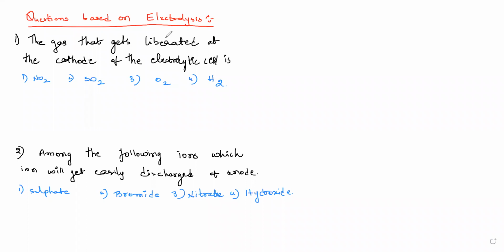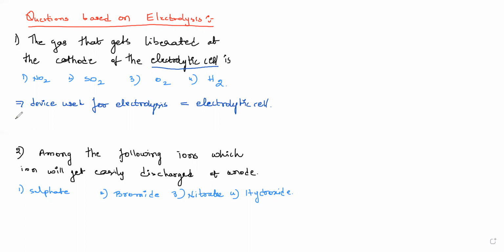The gas that gets liberated at the cathode of the electrolytic cell. In this question, we used one word, electrolytic cell. The device used for electrolysis is called an electrolytic cell. But which gas is liberated at the cathode? They did not give any information in this question. Simply they mentioned the cathode.